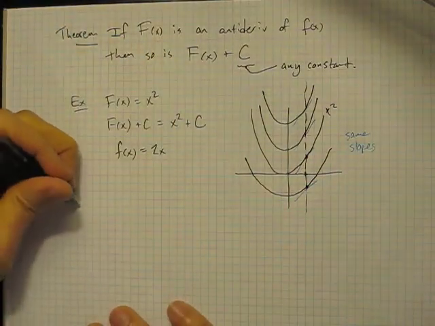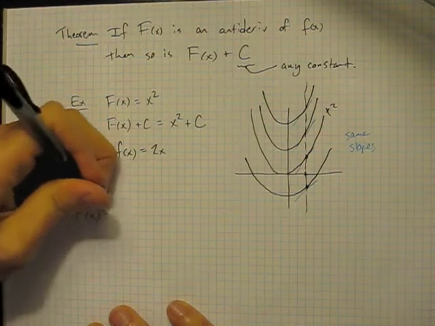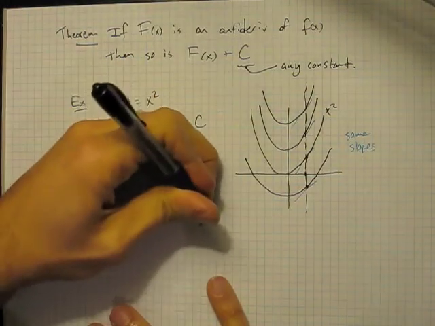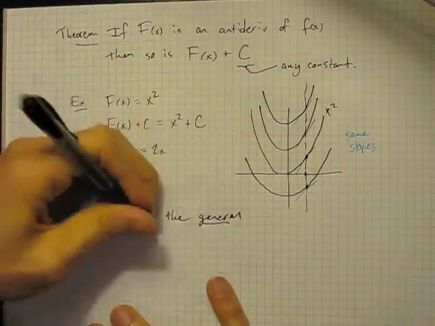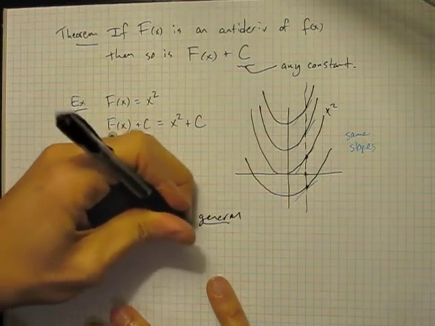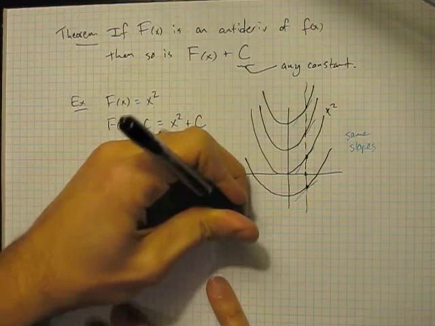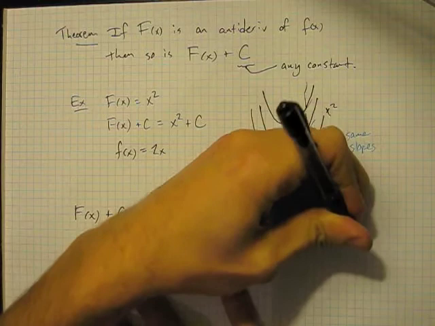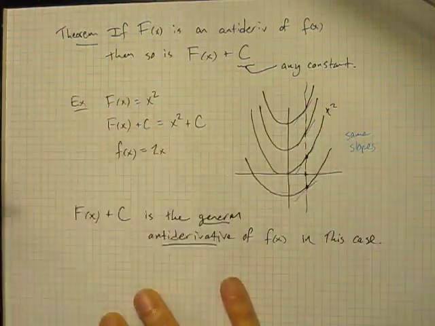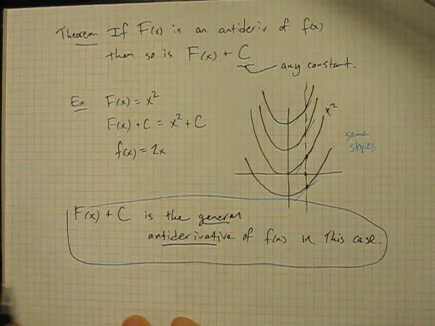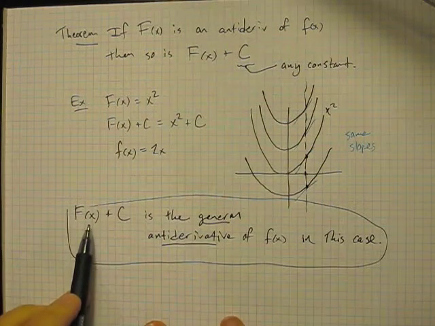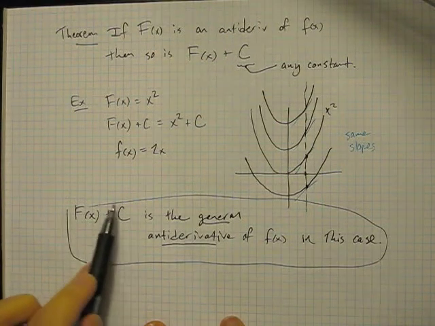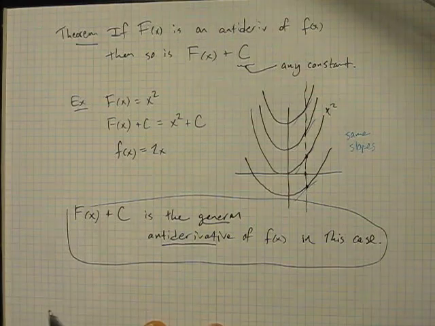So we call F of x plus c the general antiderivative of little f of x in this case. The general antiderivative. So anytime you have one antiderivative of a function, then you can create the general antiderivative by writing that antiderivative plus this constant, which is allowed to just be arbitrary.